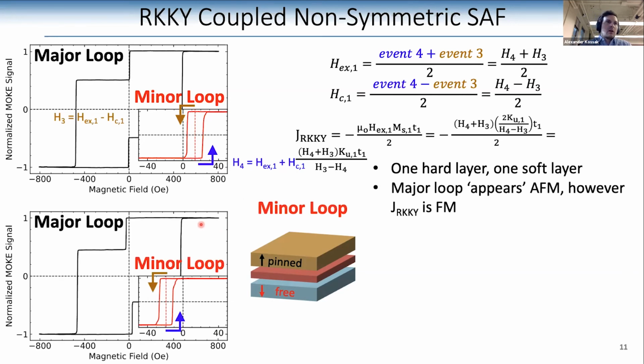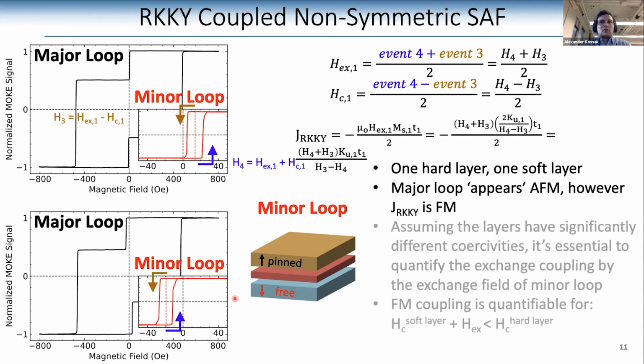So while the major loop may appear to show two switching events per sweep, and you may think that it's antiferromagnetically coupled, it's in fact ferromagnetically coupled layers, because if you look at the minor loop, you can see that the exchange field is actually shifted to a negative field, meaning that the coupling between the two, the free layer and the pinned layer, is actually ferromagnetic.